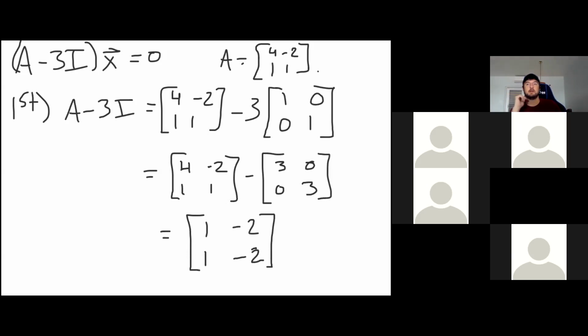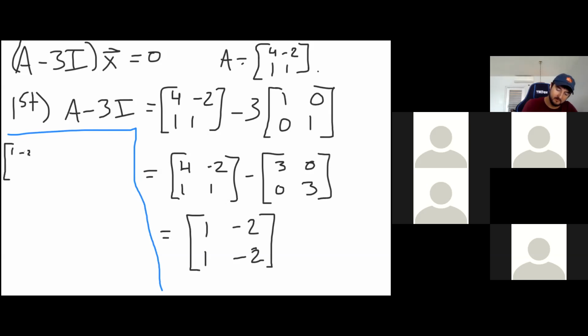1, -2, 1, -2. That means when I go to solve this system, let's see if I can fit it all right here on this one slide so I don't have to go to anything else. What I'm trying to solve is 1, -2, 1, -2 times some x vector, some x of unknowns, x1, x2. It's got to be equal to my 0 vector, which is 0, 0.